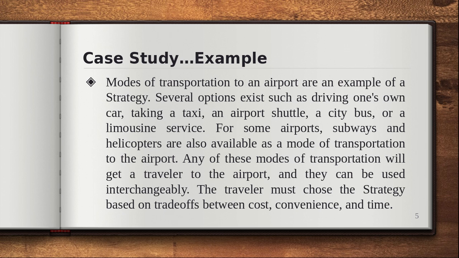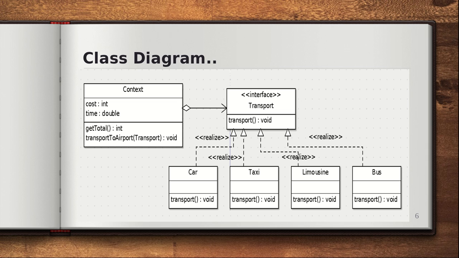Now for this assignment, the first thing you have to do is, based on this problem statement, draw the class diagram, and second, implement the problem statement. So here you can see the class diagram. This is the structure of the strategy design pattern. In this there are mainly three components: the first one is the context class, the second one is the strategy interface, and after that the concrete strategy classes.